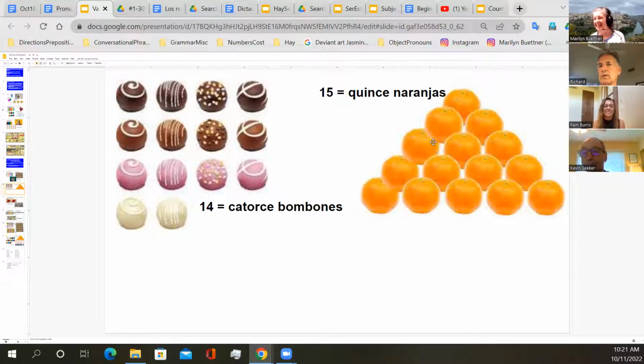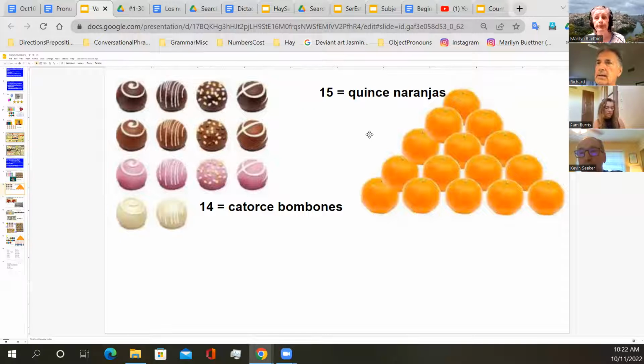Bombones. Bien. And then we got quince, which doesn't look like cinco. Quince. Think of something being very keen. Wow, that's keen. Quince naranjas. Naranjas, oranges. Bien.